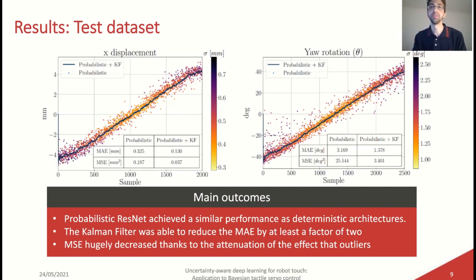About the results achieved, first I would like to say that the probabilistic ResNet was able to achieve a similar performance to the one achieved by the deterministic architectures. And if we compare the probabilistic architectures with and without the Kalman filter, when using the Kalman filter the error is reduced a lot, but the main difference can be seen in the mean squared error, and this is because the Kalman filter is quite good at rejecting the outliers predicted by the architecture.